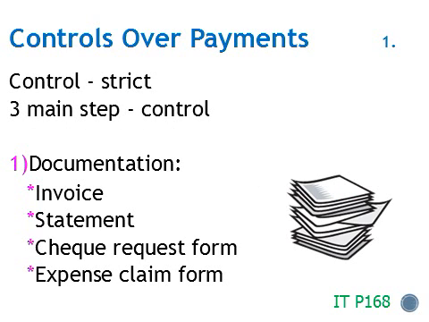1. The controls over payments need to be strict. If any employee were allowed to make payments without permission, then there would be a lot of cheating and dishonesty occurring. There are 3 main steps in applying control over payments. Step 1. Documentation, receiving the documentary evidence of why the payment needs to be made, for example, an invoice, statement, check request form, or expense claim form.